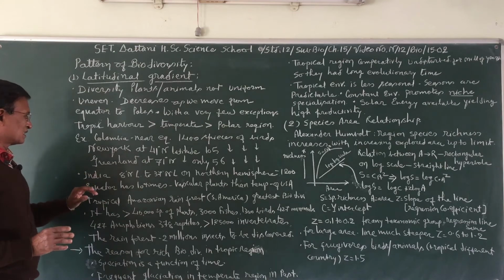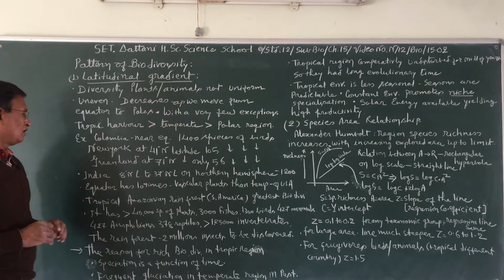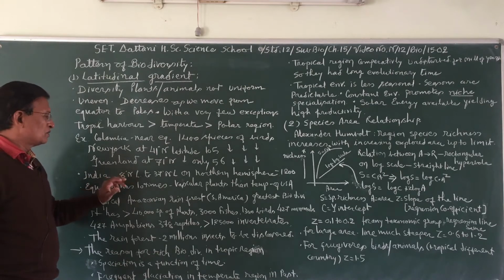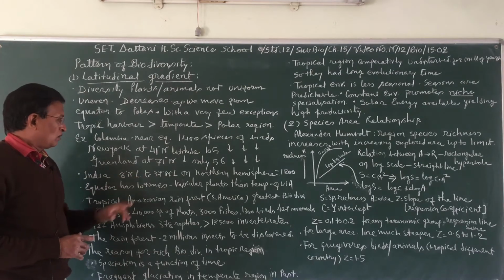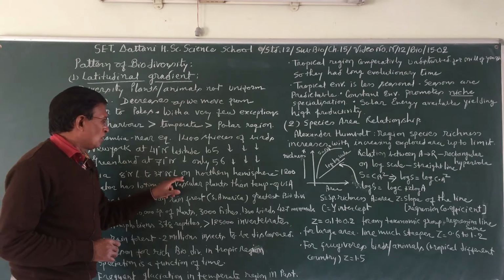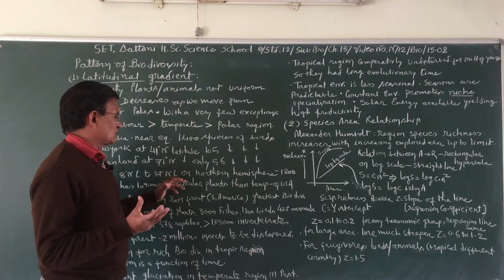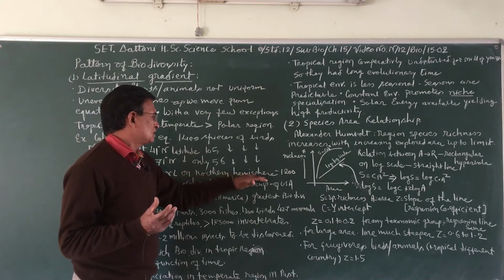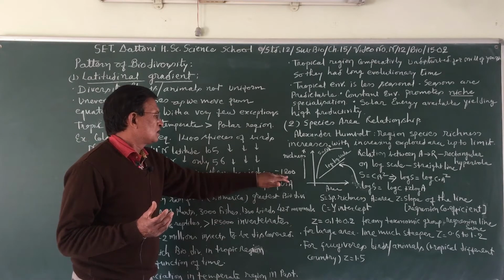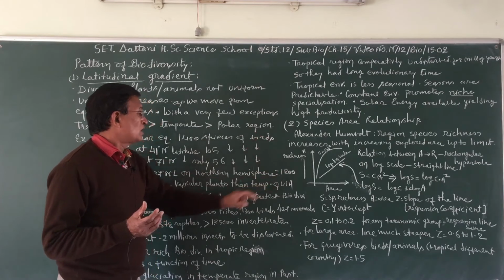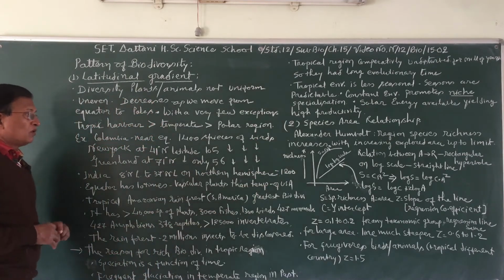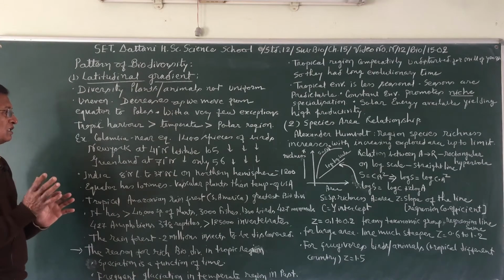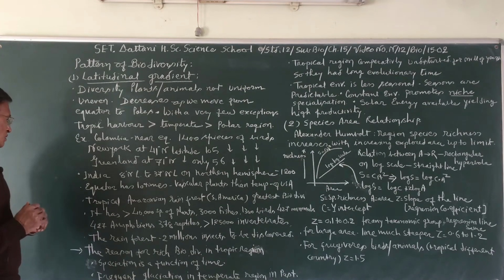So far as India is concerned, we know India extends from about 8 degrees north latitude to 37 degrees north latitude, so there is a varied climate there. The richness of birds in India is 1200 because most of the nation lies in the tropical region.